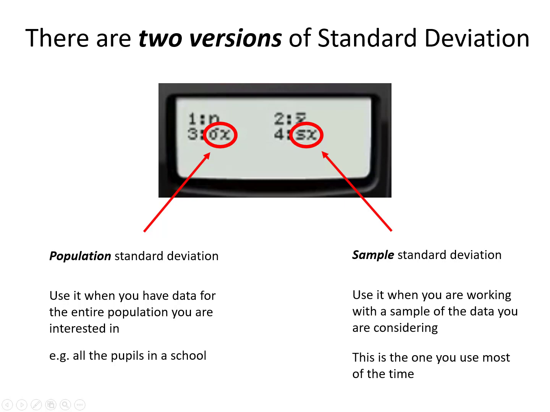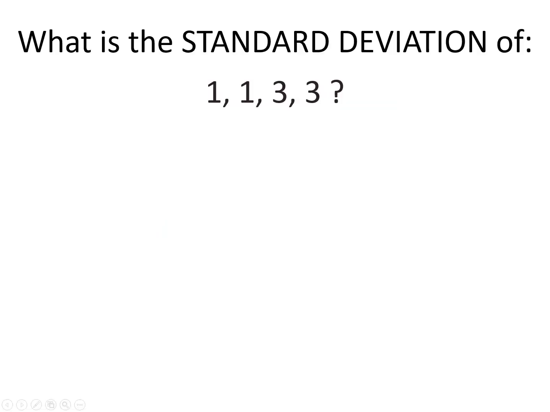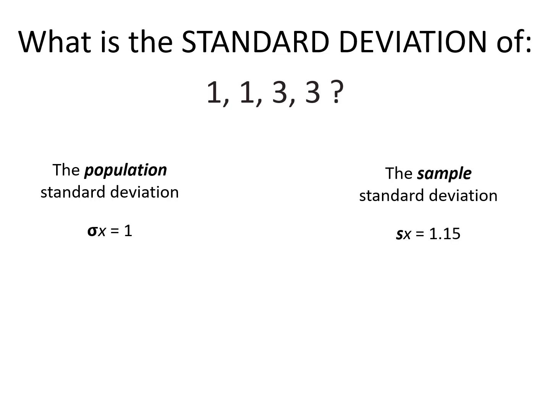Let's just look at what this means in practice, because the numerical difference isn't very great. Let's start off by looking at the standard deviation for the numbers we began with. And as we know, we get the answer 1. That was in fact the population standard deviation. If you put these numbers into your calculator and work out the sample standard deviation, you get approximately 1.15.